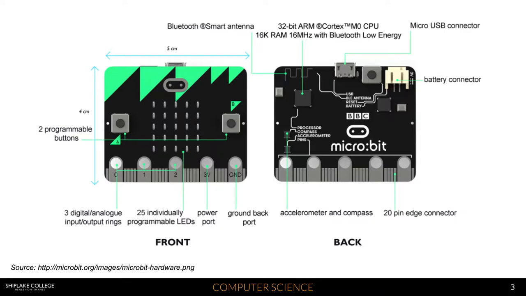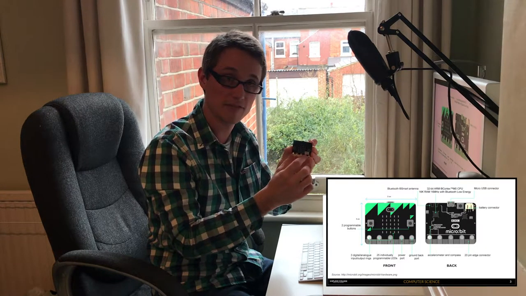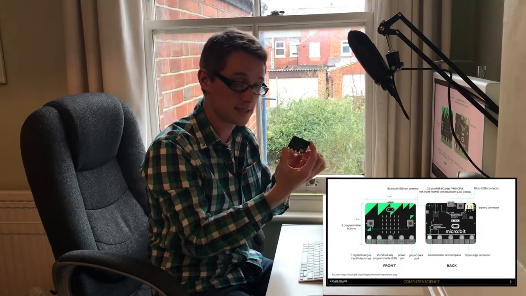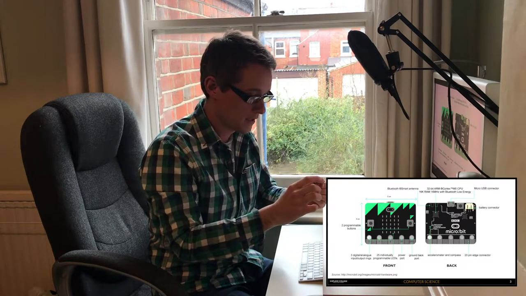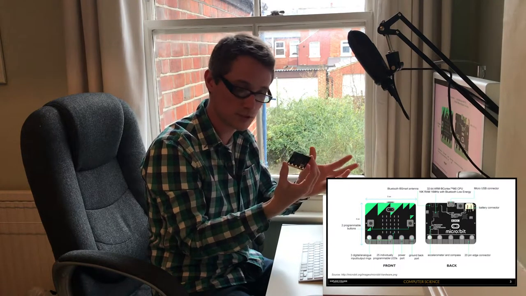It's got lots of different sensors. It has buttons, an accelerometer, compass. It's got an LED display for outputting. It is a little computer. It takes an input, it processes it, it outputs, and it's got some storage.